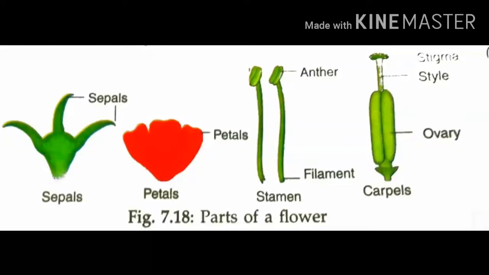Next one, style. The style is the neck of the carpel, and the stigma is attached to this style. Next one, ovary. The ovary is the swollen base part present in the carpel. It contains the ovule.